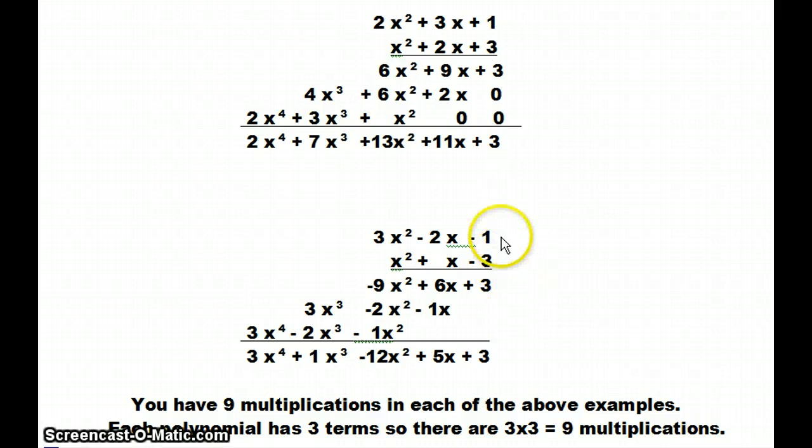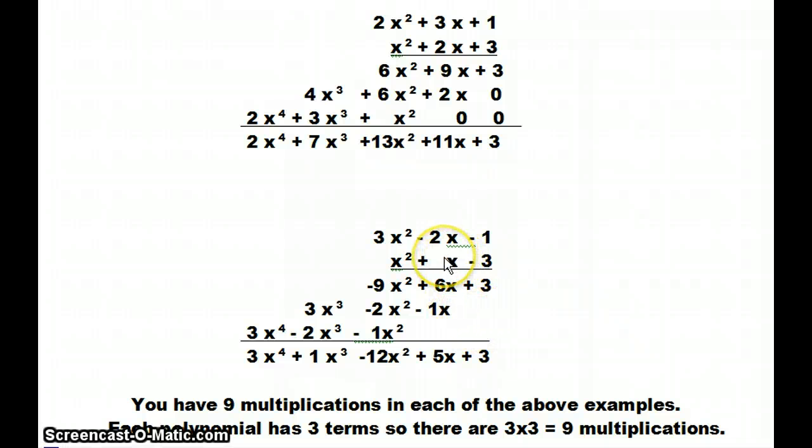Let's try another example now, which is the one down here at the bottom. Again, we have 3 terms times 3 terms. When we do that, 3 things times 3 things gives us 9 multiplications. So we're going to take the negative 3. A negative 3 times a negative 1 gives us a positive 3. Negative times negative is positive. Then we take a negative 3 and we multiply it by negative 2x. That gives us a positive 6x. Then we take a negative 3 and multiply it by 3x to the second, and that gives us a negative 9x to the second. We can write our 0 down if we want to, or move over a space.